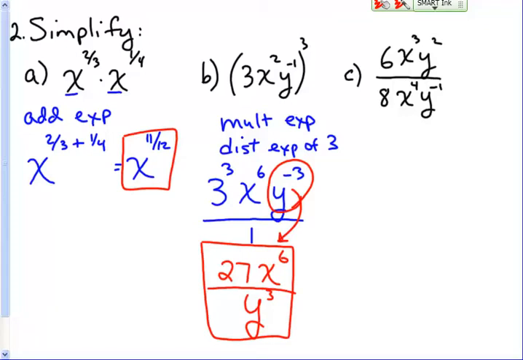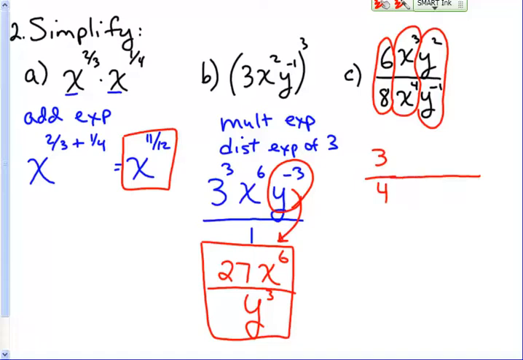For C, the trick, or the skill, is to pair up numbers together, x's together, and y's, and use our rules. Now, the 6 and 8 are just a regular fraction that simplifies to be 3/4. And on the x's, when we're dividing, we're going to subtract our exponents. So for the x, we are doing 3 minus 4, that's negative 1. And for the y, we have 2 minus a negative 1, that gives us 3, so we have y cubed.